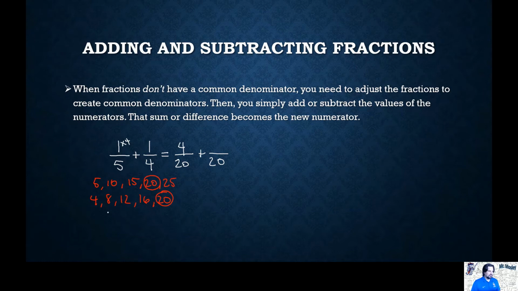On the bottom, to get from 4 to 20, I have to multiply by 5. Right? Which then means I have to multiply the numerator that goes with 4 times 5. Right? 5 times 1 is 5. Now, I follow the same procedure as before. This will all be over 20. We have 4 plus 5 as the numerator, which will be 9 over 20. And there we go. We've now added two fractions that do not have a common denominator.